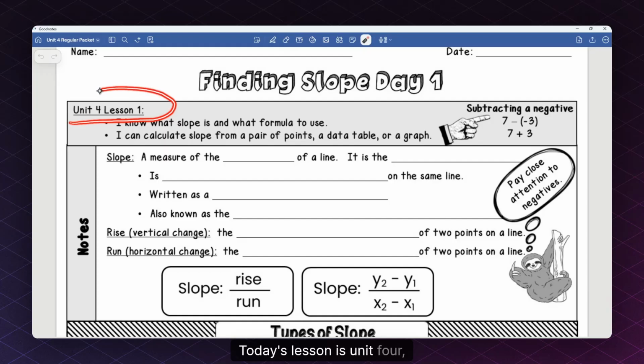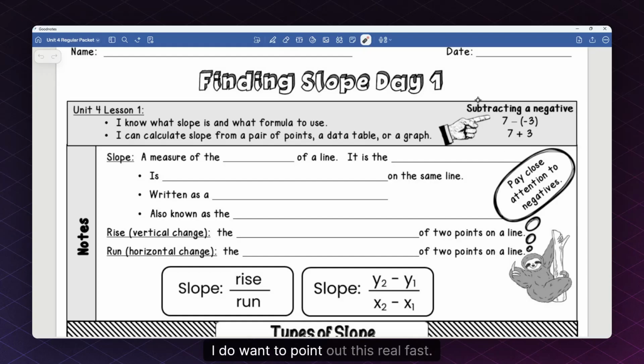Today's lesson is Unit 4, Lesson 1, and we're going to be finding slope. It is part 1 of 2, so it's called Day 1. How you know you're successful today is, you first know what slope is, and then what formula to use to find it. Now, you can calculate slope from 3 different situations. We need to know how to calculate slope from a pair of points, a data table, or simply find it on a graph. So we'll be going over those today.